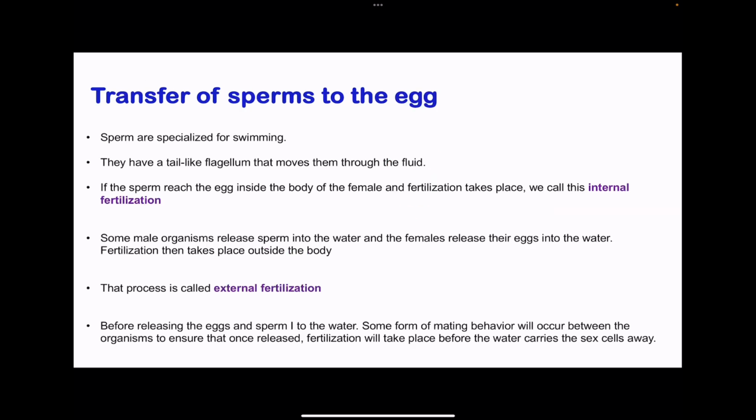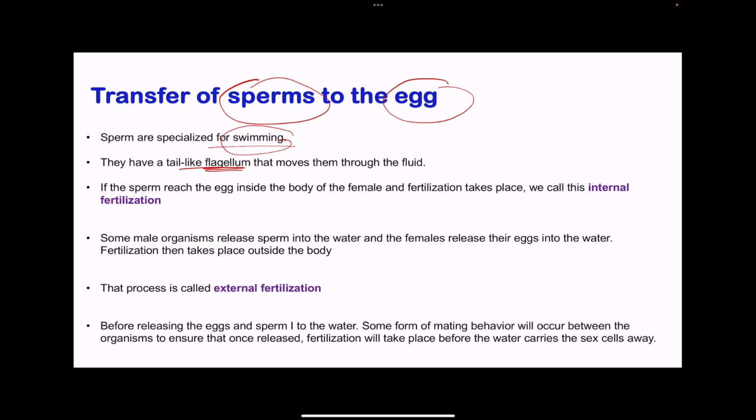Next, we look at the transfer of sperms to the egg. Remember, we say the sperms are going to be motile, or they are able to move, and they go towards the egg. Like I said already, they have a tail, and this tail is going to enable them to swim. They have the middle piece that contains a lot of mitochondria to provide the energy required for swimming. The tail, which is the flagellum, is going to cause the movement through the fluid. So the sperm is going to swim and move towards the egg so that fertilization can occur.